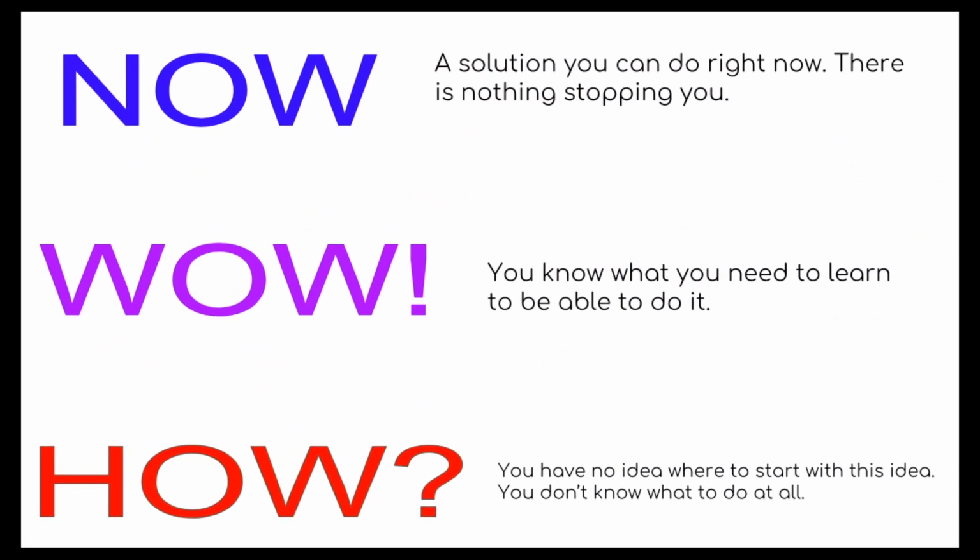When we're finished, I get the designers to designate each idea as a now idea, a wow idea, or a how idea. A now idea is an idea that can be implemented or carried out right away with not too much effort. A wow idea is an idea that requires a little bit of learning, but can be done if given some time. And a how idea is an amazing idea that we're just not sure where to start.